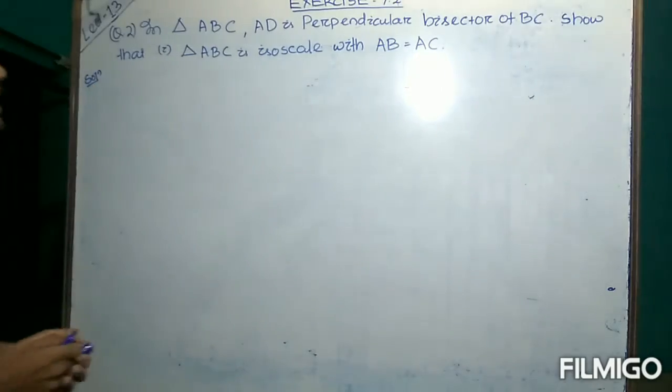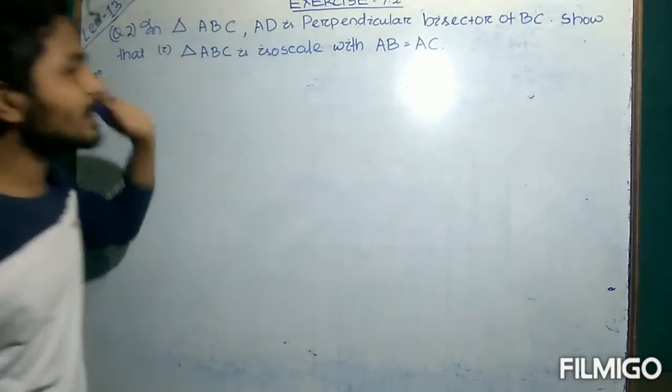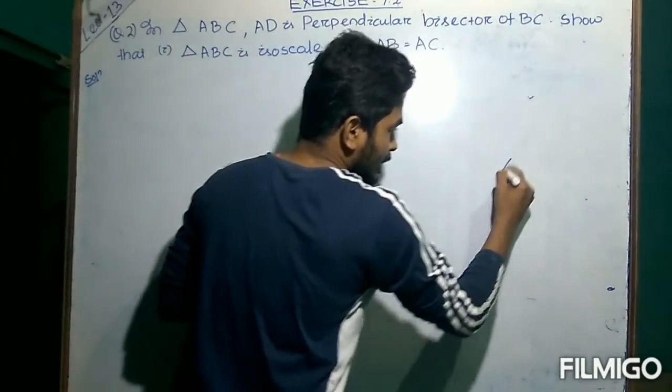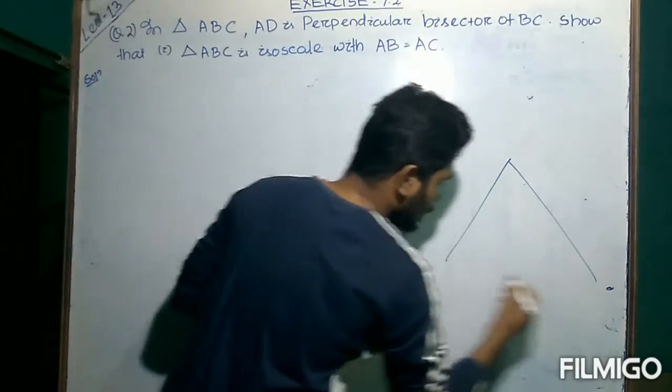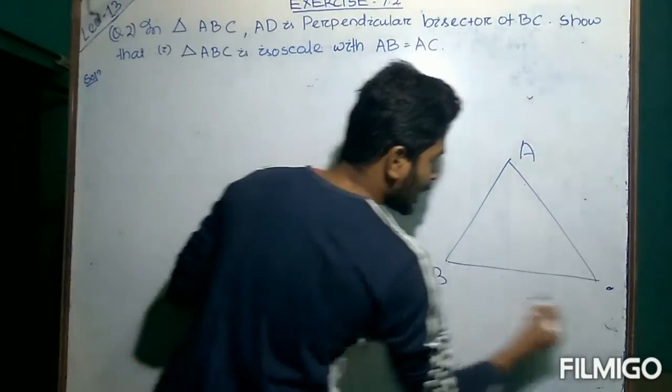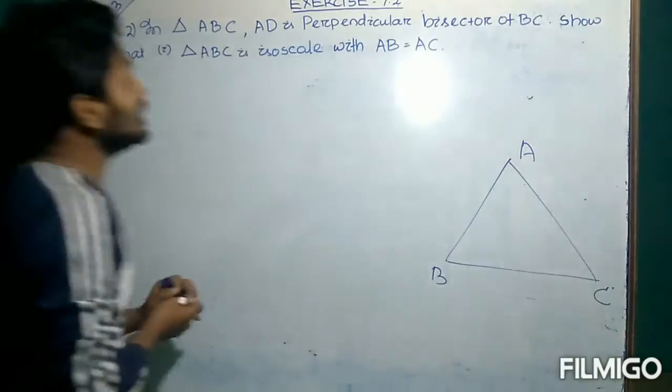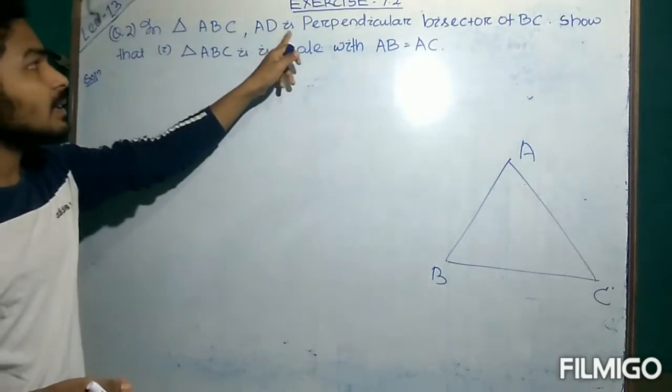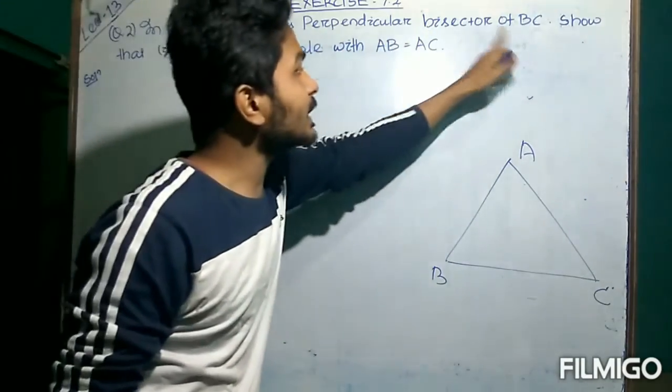In question number 2 it is given in triangle ABC. Let us first draw a triangle ABC. As soon as you read the question you have to draw the diagram. So you have to draw a triangle ABC. Now in this triangle AD is the perpendicular bisector of BC.